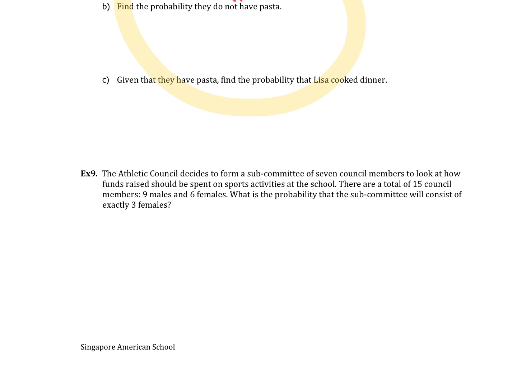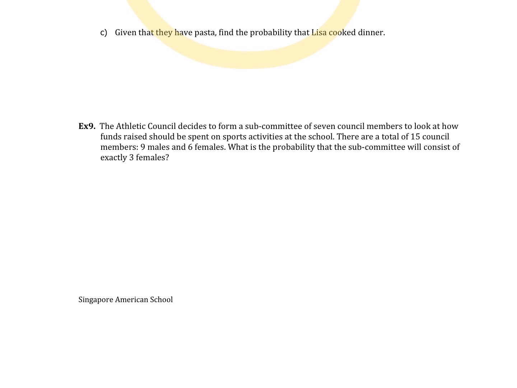Athletic subcommittee, 7 council. Okay, this looks like permutations and combinations. How funds raised should be spent on sports activities. There are a total of 15 council members, 9 males, 6 females. What is the probability the subcommittee will consist of exactly 3 females? Okay, it's probability. So how many different committees can we make? We're trying to make 7 out of 15. So is it 15P7 or 15C7, first of all? Well, we're just trying to make a committee of 7. This committee doesn't have a vice president, president, secretary, treasurer. It's just 7 people out of 15, so we don't care about the order.